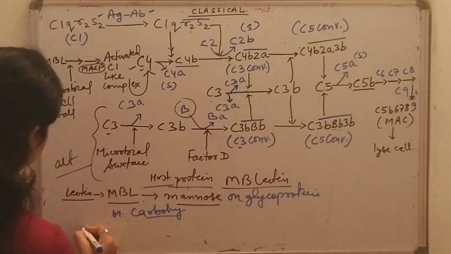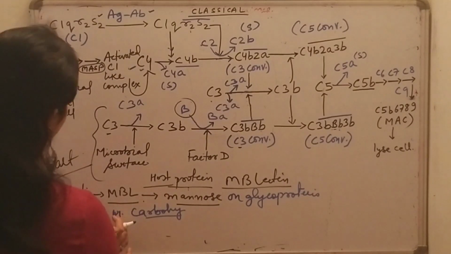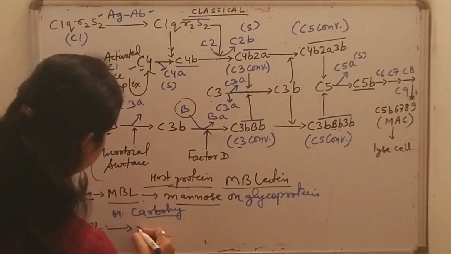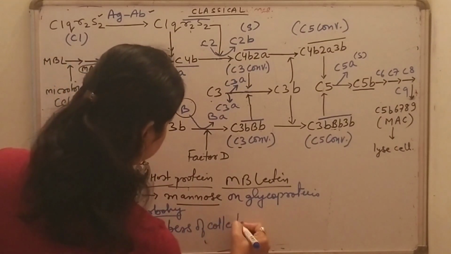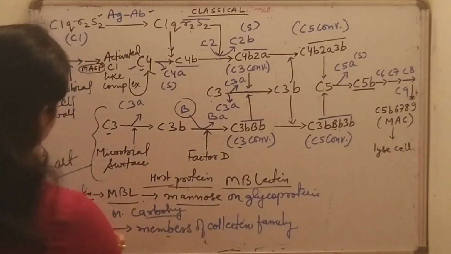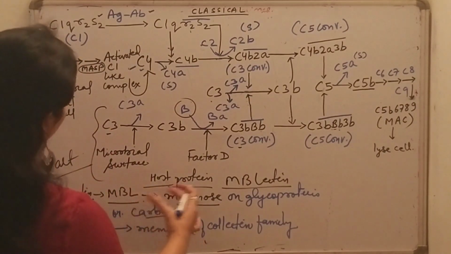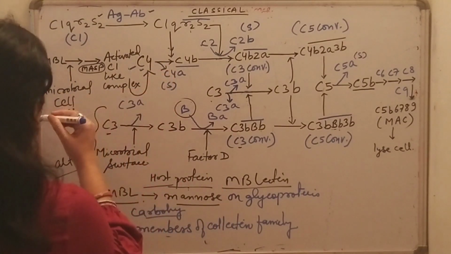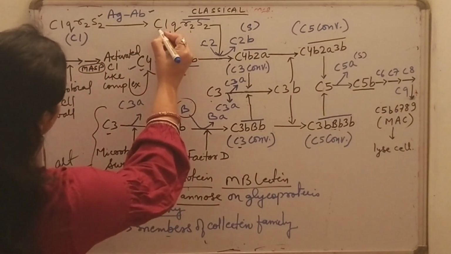Now about MBL, mannose binding lectins. They are members of the collectin family. MBL is an acute phase protein and its concentration increases during the inflammatory response. Now what is its function? The function of MBL is similar to C1q.